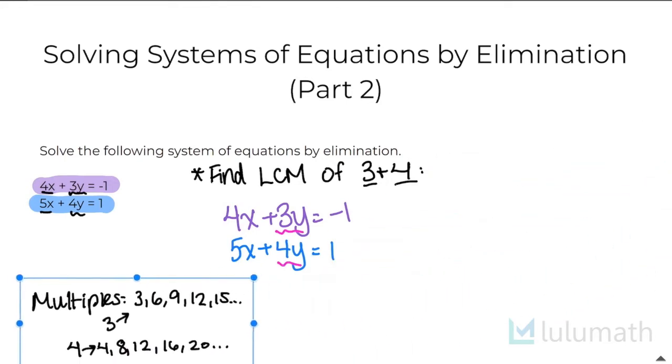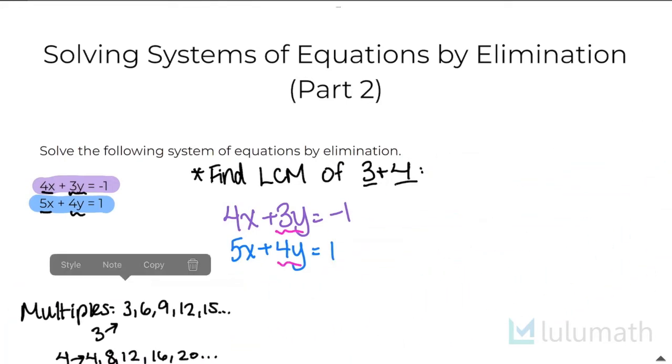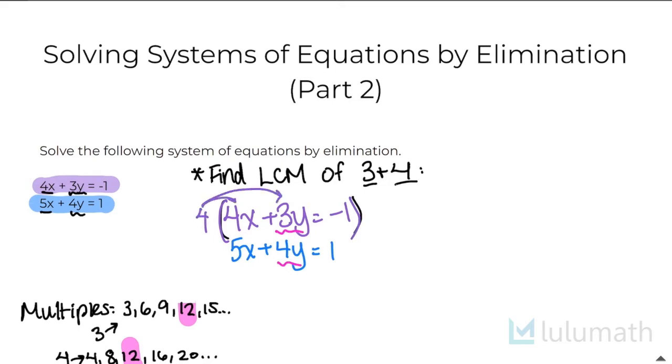I'll move this over here so it's not in my way. Since the multiple that I'm going to change them both into is 12, I'm going to take my first equation and multiply it by whatever value I'm missing in order to get to 12. So I want to multiply this 3 by 4 to get to 12. But whatever I do to the 3y, I have to do to every single part of my equation, so I'm not changing it. I'm just writing an equivalent equation.